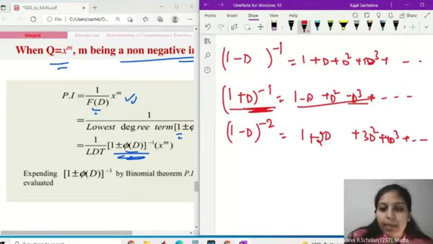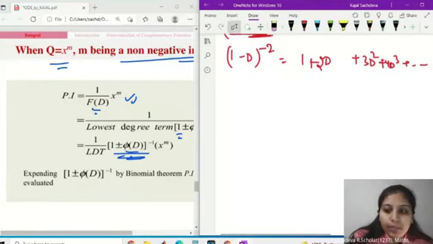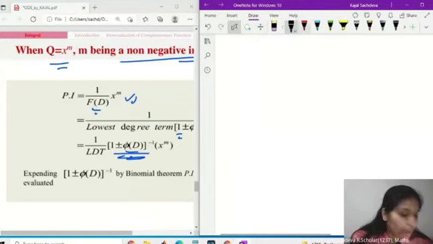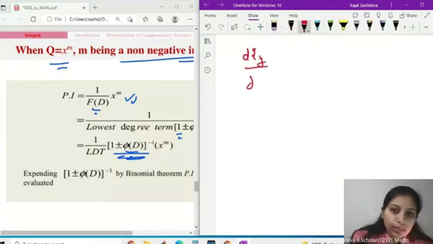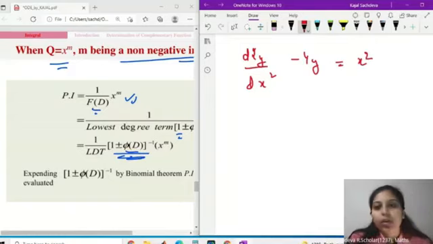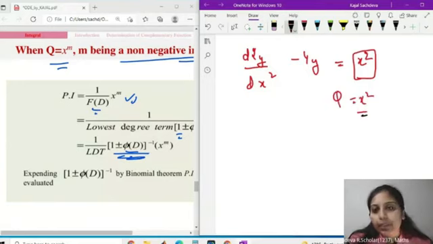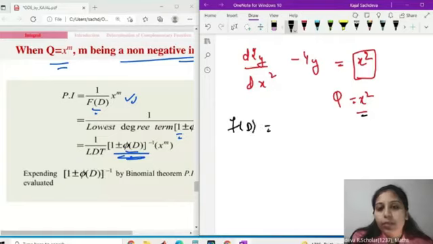So let's take an example of this method. The example is d2y upon dx square minus 4y equals x square. First of all, we can see here that Q is x square. Q is of the form x raised to power m type. This is the non-homogeneous part here. So write first the symbolic form, which is D square minus 4 from here.